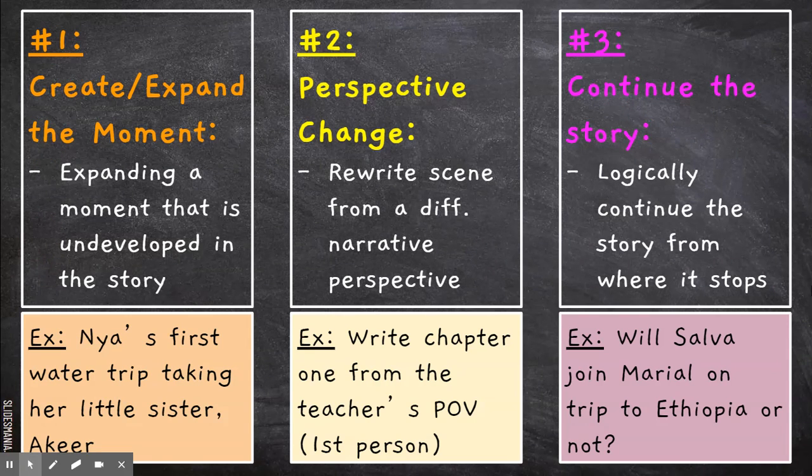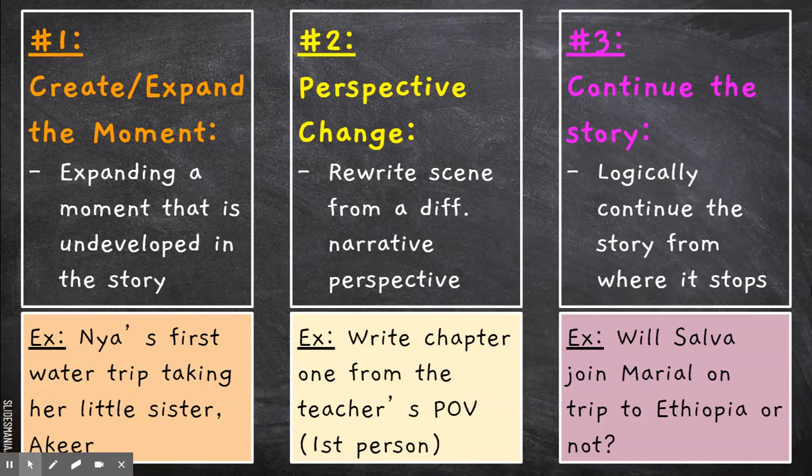Option 1, you can create or expand the moment. Here you extend a moment that's not really developed in the story. You see the example down below. Naya's first water trip taking her little sister, Akir. Now, that's something mentioned in the story, but it's not really developed. So if you had that task, you would do a deep dive into really fleshing out that moment in the story.